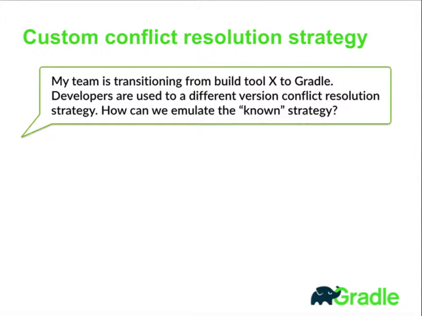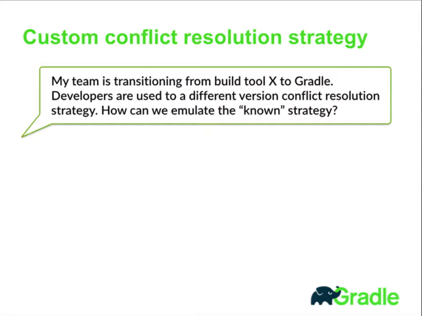Some people asked me about a custom conflict resolution strategy. So we're coming from Maven. The way we resolve version conflicts between dependencies is different. So in Maven, we simply say, if you encounter Guava 16 and 14, simply pick the one that you find first in that dependency tree.